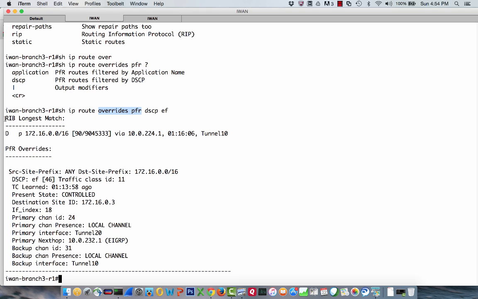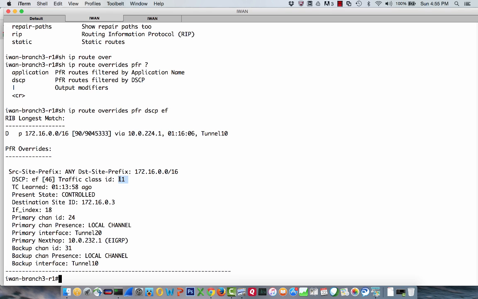So what does this say? This says that in my RIB, my routing information base, my control plane, EIGRP from over tunnel 10 is telling me that what should be best is going out over tunnel 10. PFR may be overriding this, and this is actually going to be in sync with the PFR Intelligent Path Control code, and it's going to say, yeah, you know what? I actually have traffic that is EF traffic that is going to the hub site. It's traffic class ID 11.